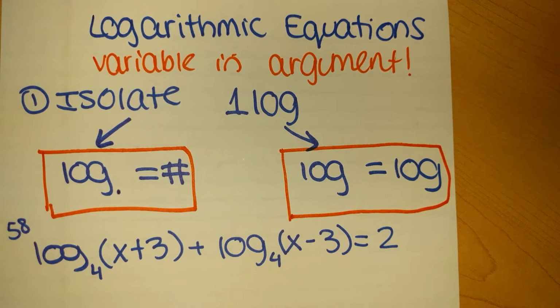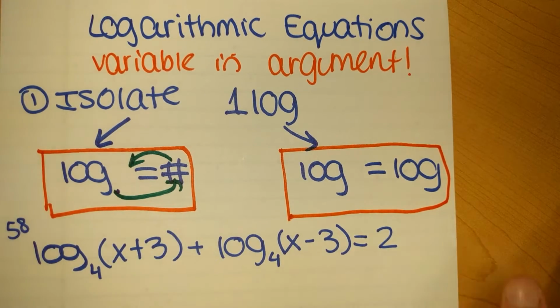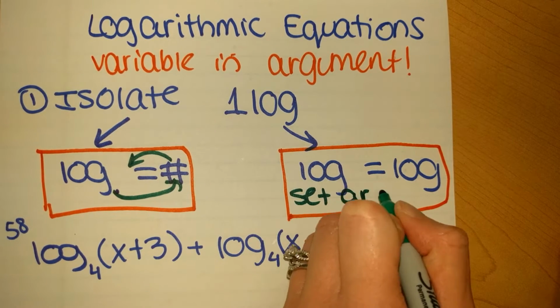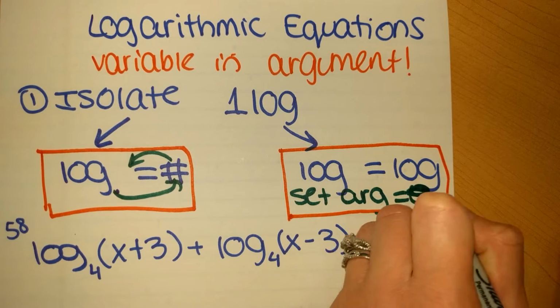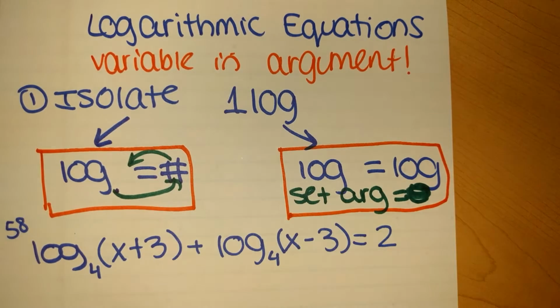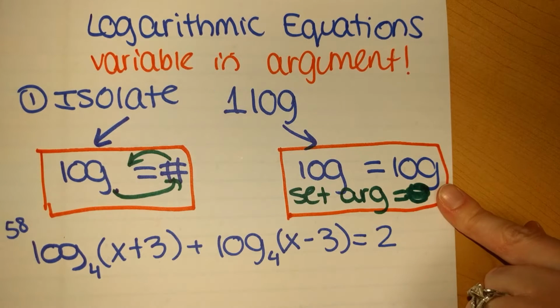Now, if you have the log is equal to a number format, then you can just revert back to the raise-equal-to way. If you have log is equal to log, then you can set the arguments equal. Okay? All right. So in this particular question, number 58, you don't have either of these forms. So what you need to do is first condense, and you want to have either log is equal to a number or log is equal to log.